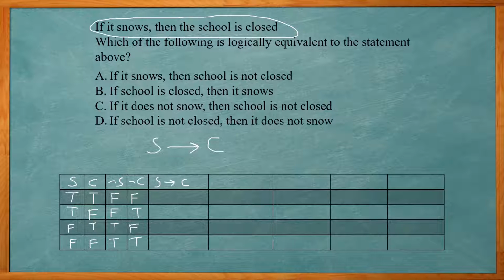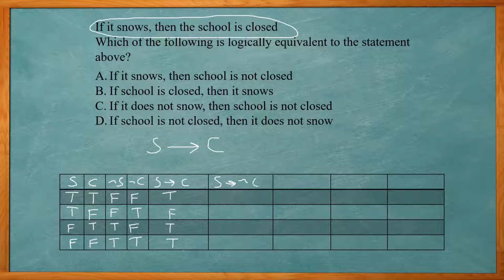So the truth table for that. True implies true. That is true. I'm looking at the S and C columns. So does true imply false? That's going to be false for implies. And does false imply true? That is true. And does false imply false? That is true. So that's the truth table for S implies C.